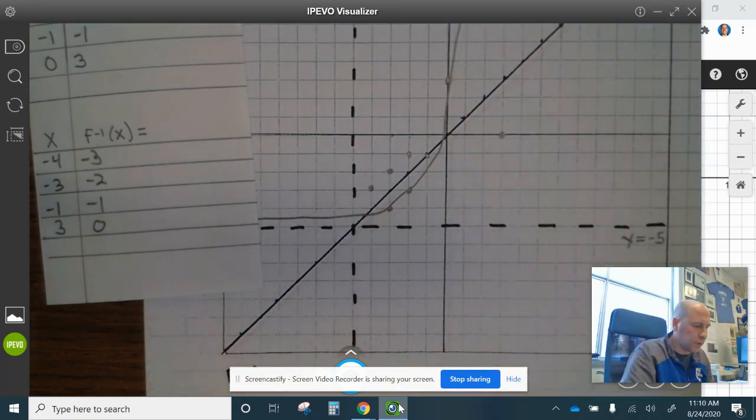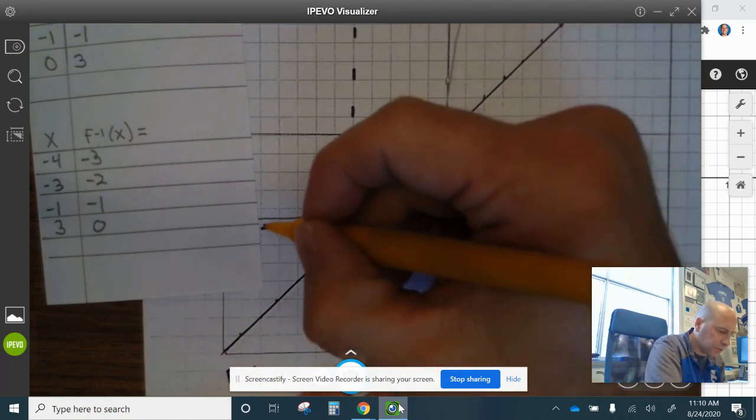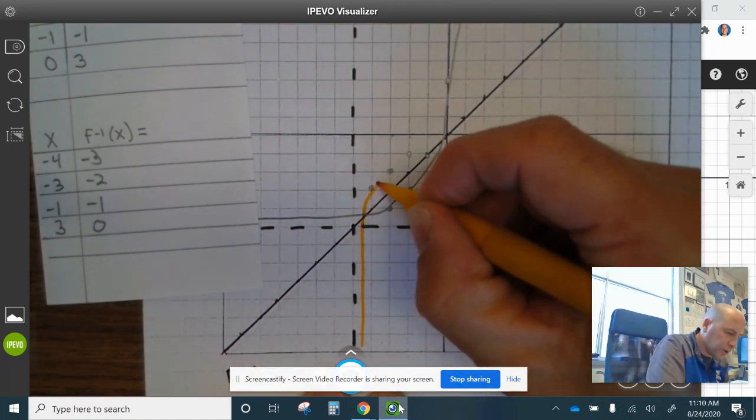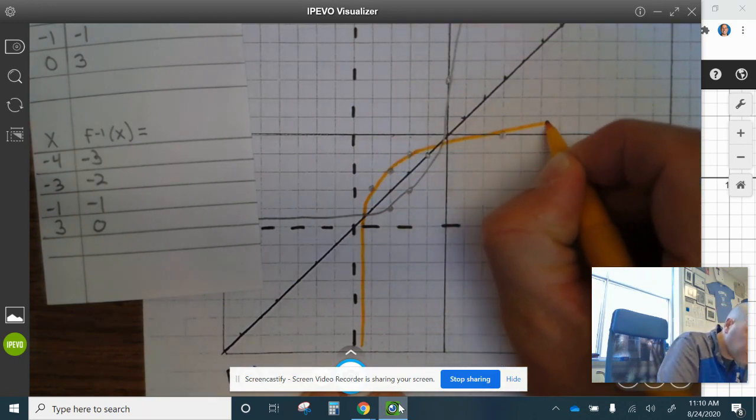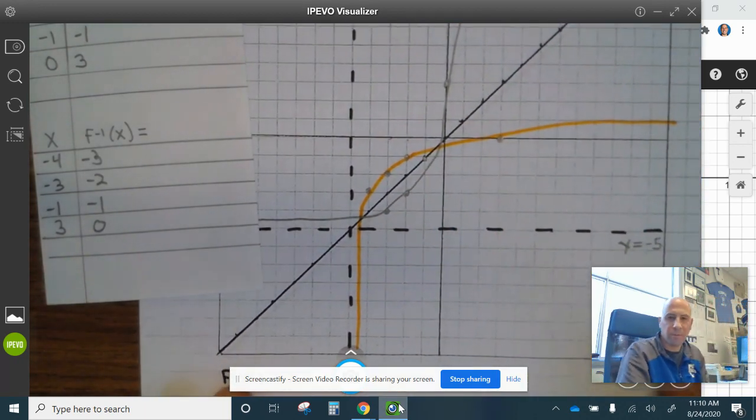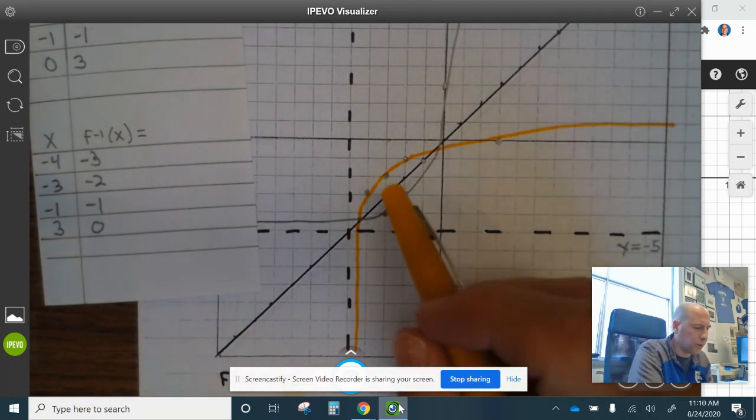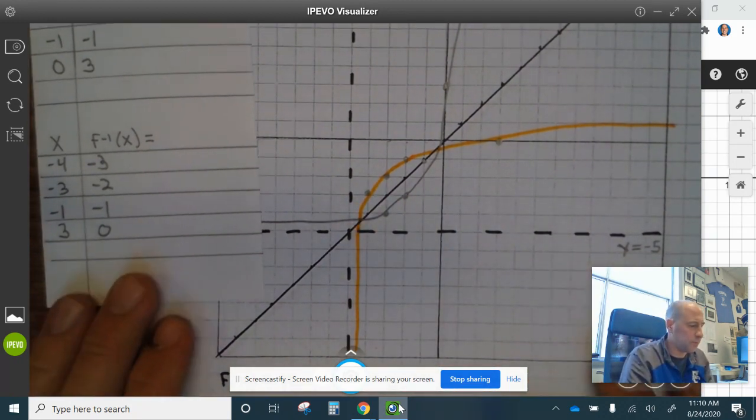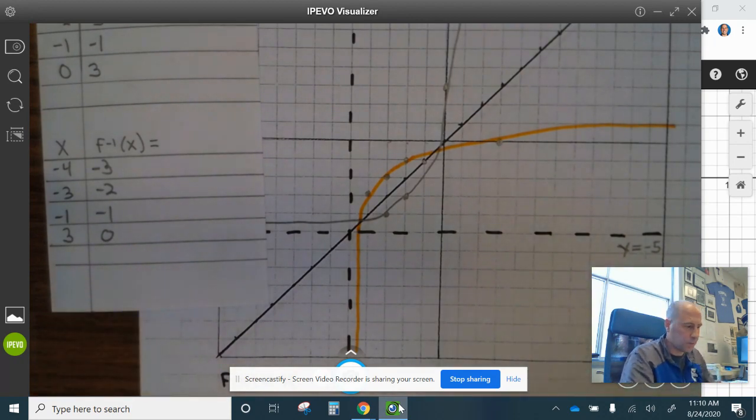Okay, so we know that our curve is going to, just like this one started by the asymptote, this one's going to start by the asymptote, never touches, and goes up through there. And you can see that they reflect over the y equals x, or f of x equals x line, and so they're inverses. Okay.